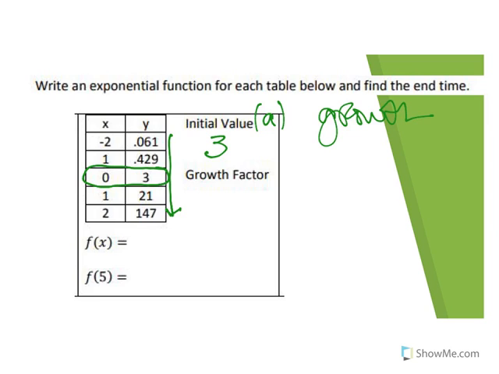Well, it should be multiplied by the same thing each time, right? And I don't know about you, but when I look at those decimals, I have no idea. But I know that 3 times 7 is 21. And if I put in my calculator 21 times 7, I get 147.